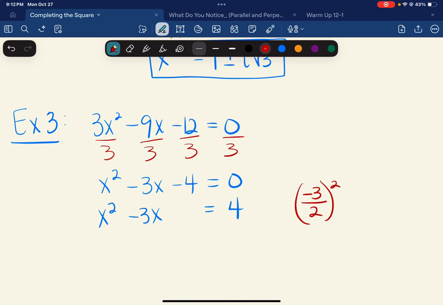Well, in this case, negative 3 divided by 2 is as simplified as we can get. That doesn't turn into an integer value, right? So negative 3 divided by 2 squared is just negative 3 times negative 3 over 2 times 2. So negative 3 times negative 3 is 9. 2 times 2 is 4. So we're adding 9/4 to both sides of this equation.